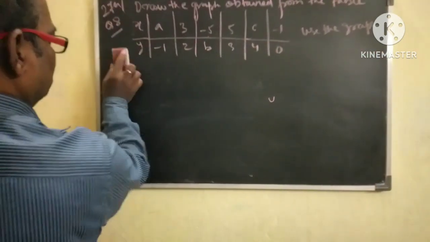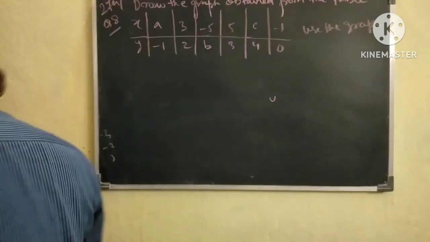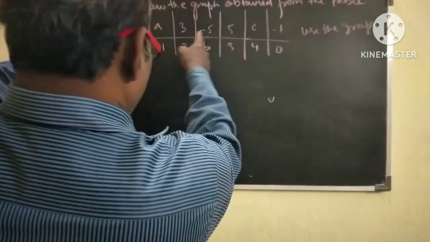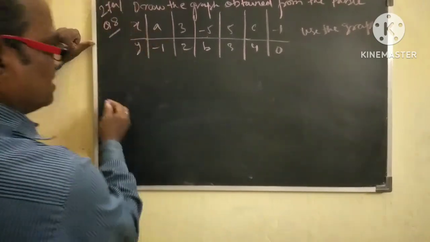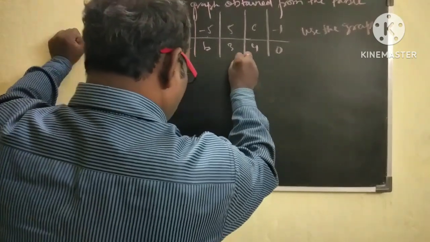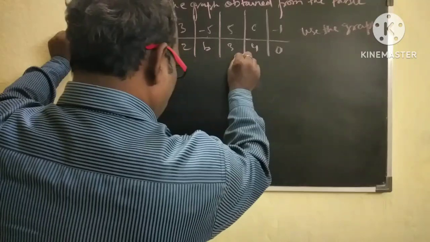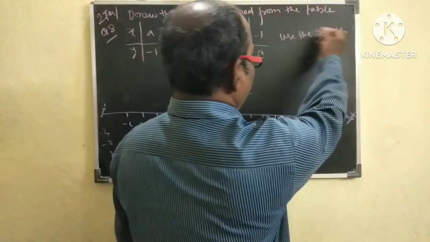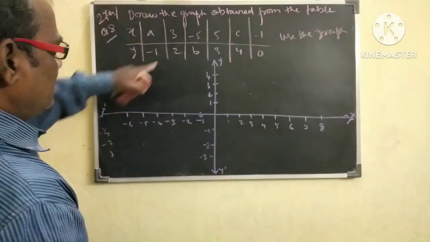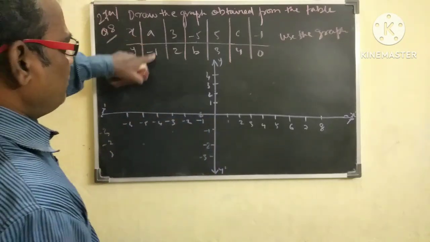So let us draw the graph. Since x is minus 5, we require more space on the left hand side. So let us draw like this. Okay, so now we are going to do the graph of this. The very first one is, we don't know a, so we have to find it out.